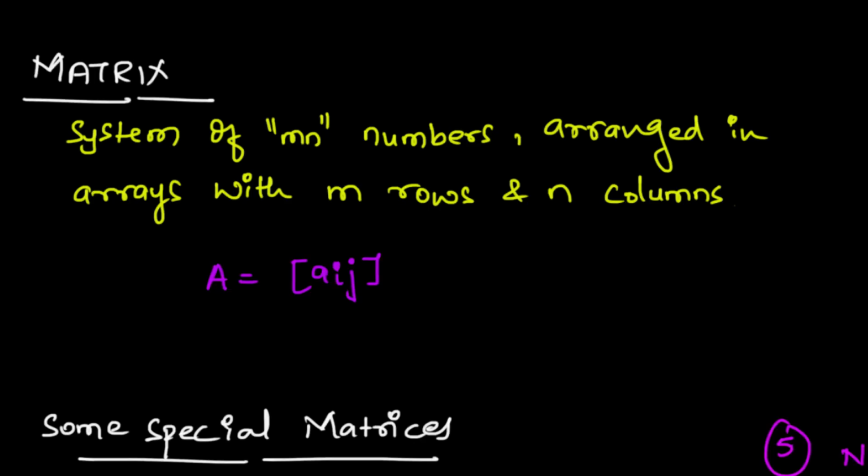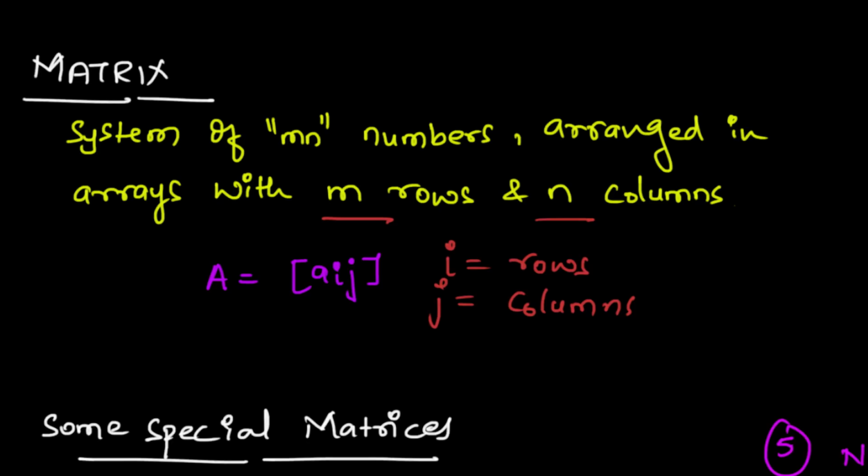Hi, let's start with matrices. According to all the bookish definitions, a matrix is a system of mn numbers arranged in the form of arrays with m rows and n columns. Generally, matrices are represented by capital letters and it is written in the form of A equals Aij, where i represents the number of rows and j represents the number of columns.